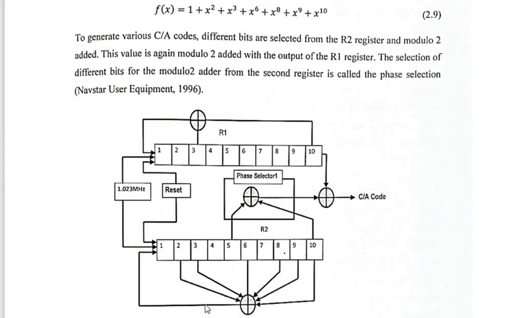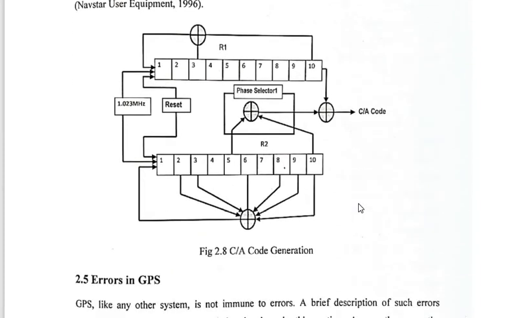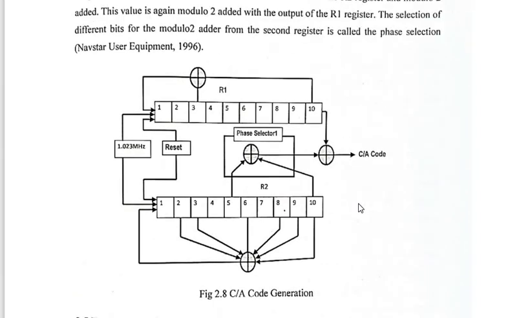They are added modulo 2 and fed back to the inputs. The output of the first register and the output of the second register, after modulo 2 addition, are given to a second modulo 2 adder, which is called the phase selection. After this phase selection, it is again given to a modulo 2 addition, where you get the output C/A code. So this is how you generate the C/A code. This is called C/A code generation.